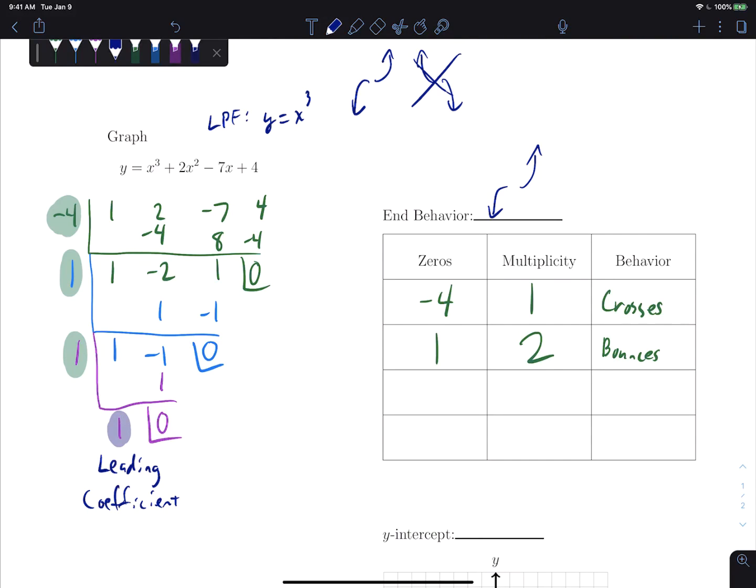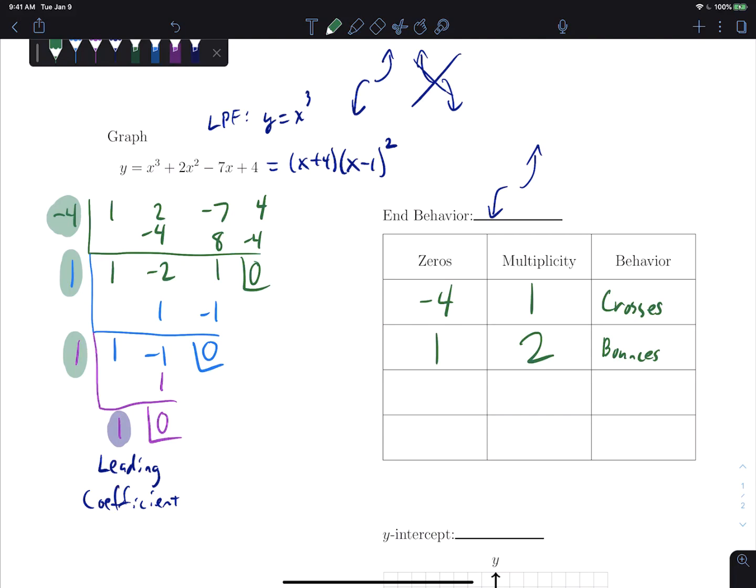By the way, just an FYI, we can actually factor this function as x plus 4 times x minus 1 squared. And the way that I know that, this -4 means a factor of x plus 4, and this 1 means a factor of x minus 1, and these are the exponents on them. Notice the leading coefficient of 1 means that there's a leading coefficient of 1 here. Just an FYI.